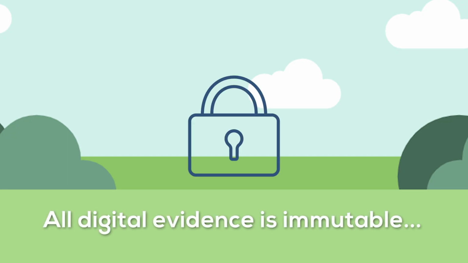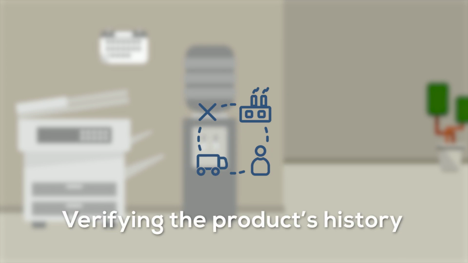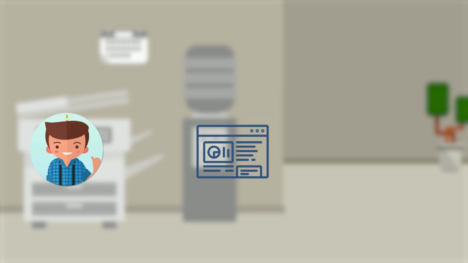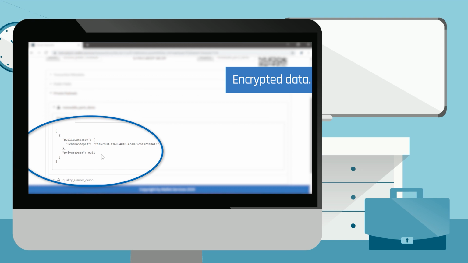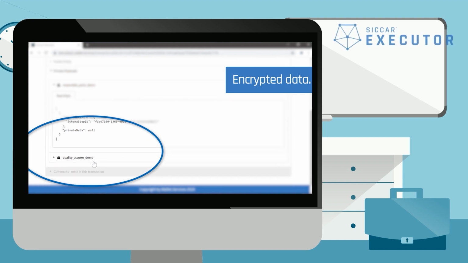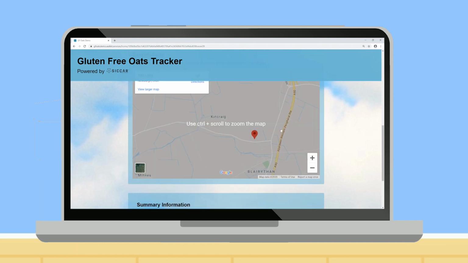Now all digital evidence in each step is immutable in a shared record, verifying the product's history, and encrypted data is only accessible by actors given explicit permission to decrypt it. Everything else is securely hashed and unreadable. The public data is accessible via a web page available to consumers.